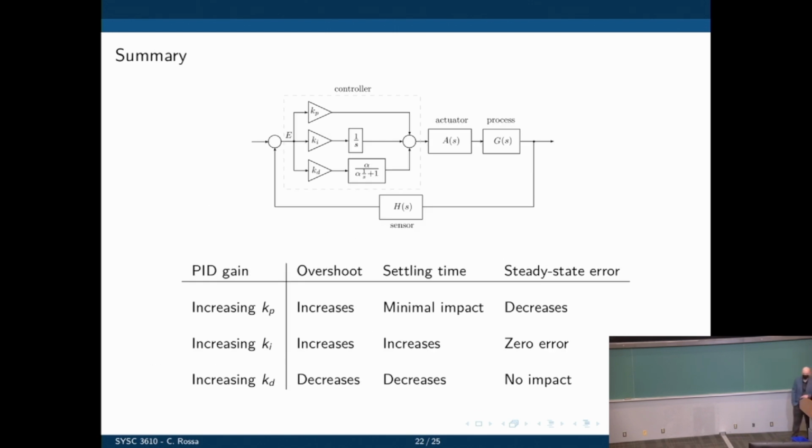Okay, so here is the summary of that discussion. All the three components, Kp, Ki, and Kd. Overshoot, settling time, and steady state error. The proportional gain increases overshoot, has minimal impact on settling time, decreases the steady state error. The integral gain increases overshoot, increases settling time, and always makes the steady state error 0, regardless of its value. Kd, the derivative gain, decreases overshoot, decreases the settling time, and has no effect on the steady state error.